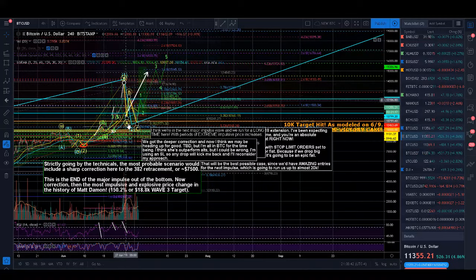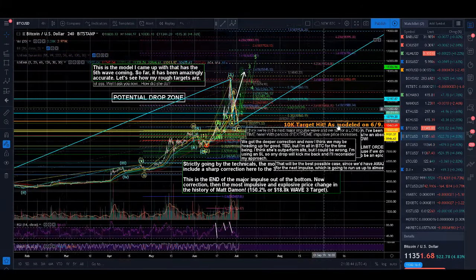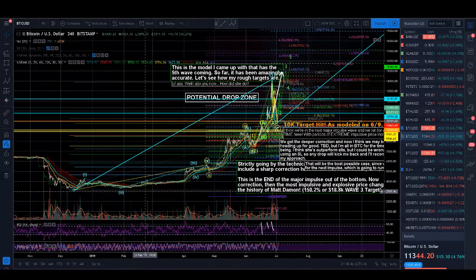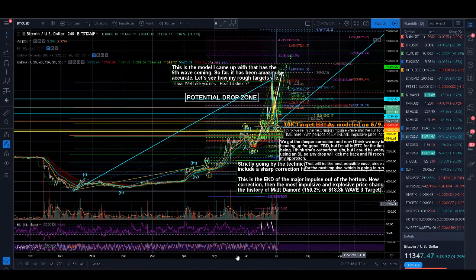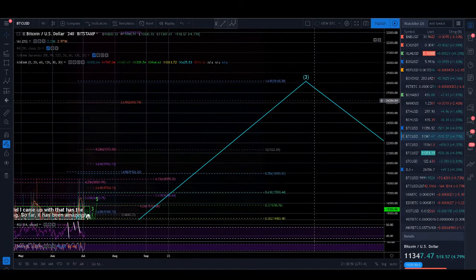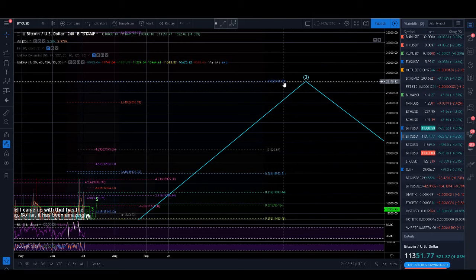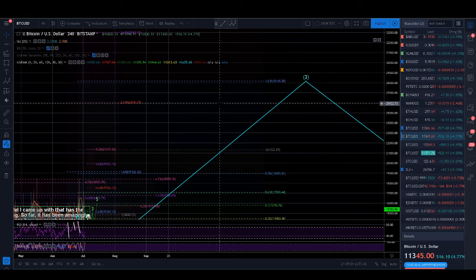That was wave 1. This is wave 2. Now we go into wave 3. So considering wave 1 went from 3,000 to 14,000, imagine what wave 3 can do. The 1618 extension from wave 3 would be 28.2K. Could we get up to 28.2K in the next 6 months? In theory, it's possible, and this is the model that would get us there.